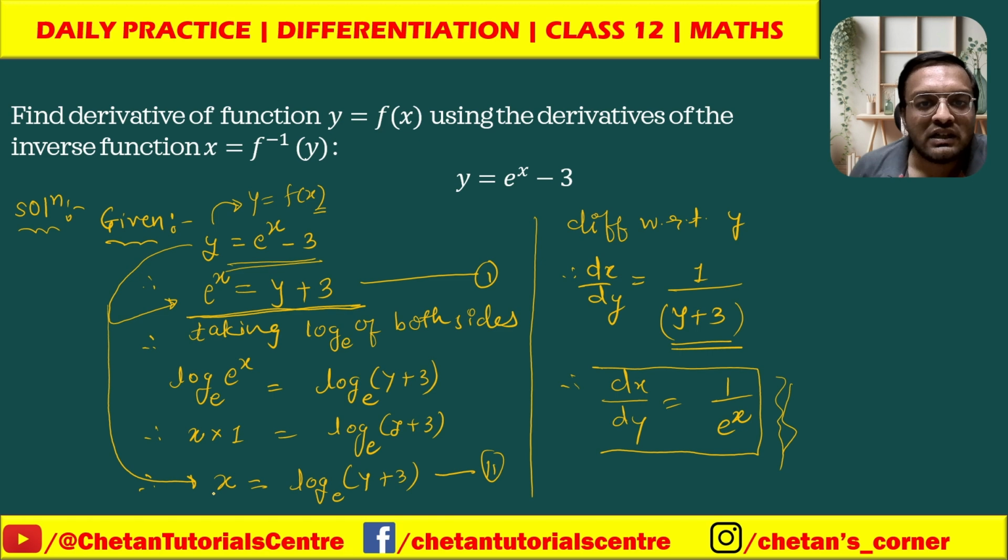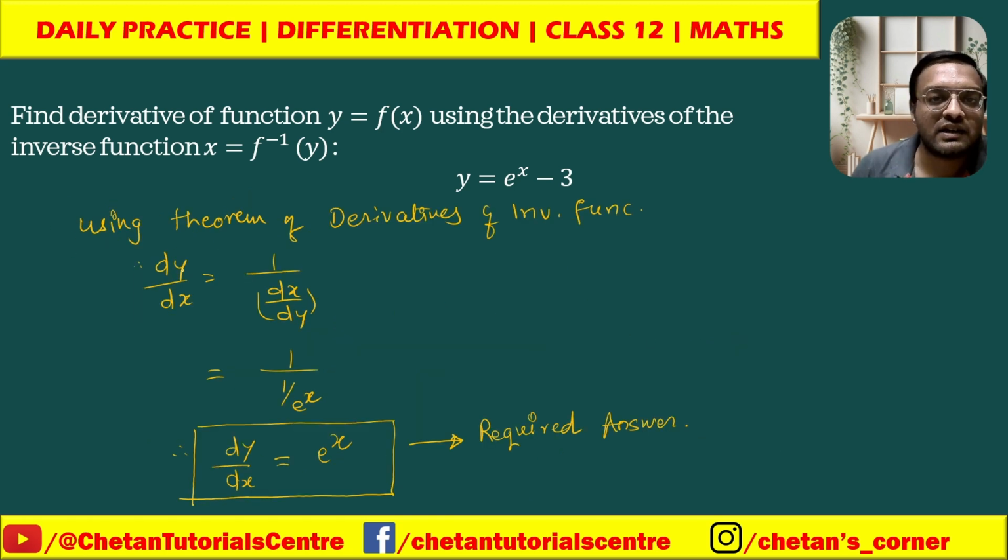Now after converting into inverse function of y, we differentiate this function with respect to y. After differentiation, we get the value of dx by dy, which is equal to 1 upon e raised to x. Then by using theorem of derivatives of inverse function, we find the value of dy by dx, which is equal to 1 upon dx by dy. On substituting value of dx by dy, we get the value of dy by dx after simplification, which is equal to e raised to x. And this is our required answer. So in this way, we solve the given question.